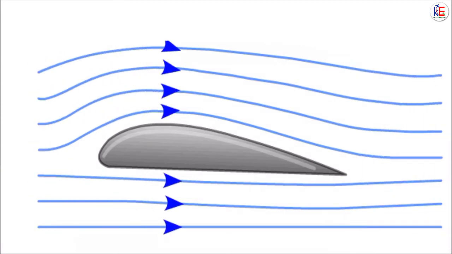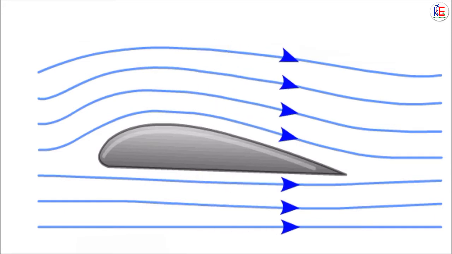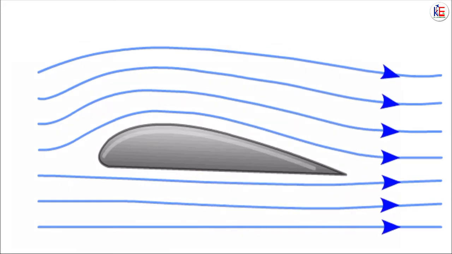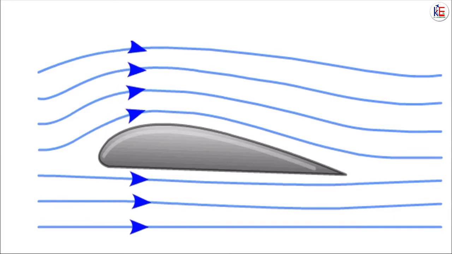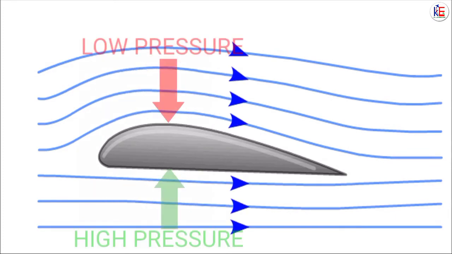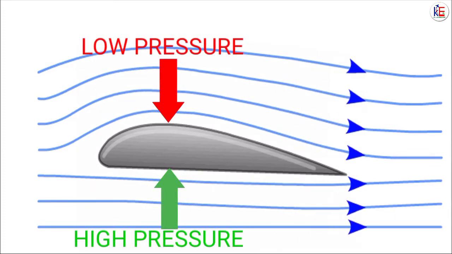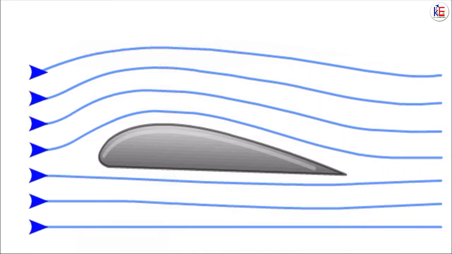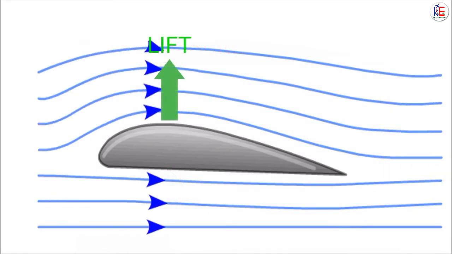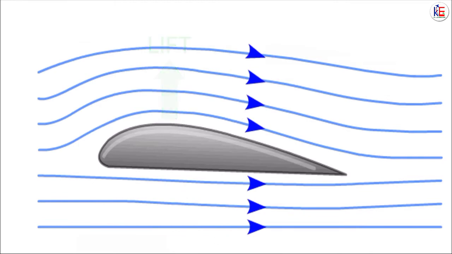The air that passes the top curved side will have to travel faster to catch up with the air passing below the wing. The fast moving air above creates low pressure, and the slow moving air below creates high pressure. That is Bernoulli's principle, and the overall effect creates the upward force called lift.